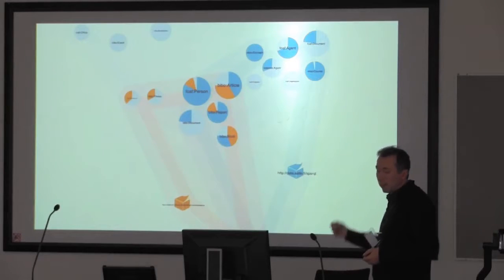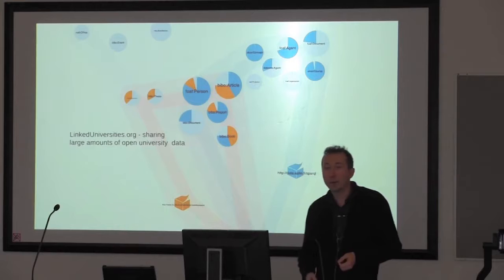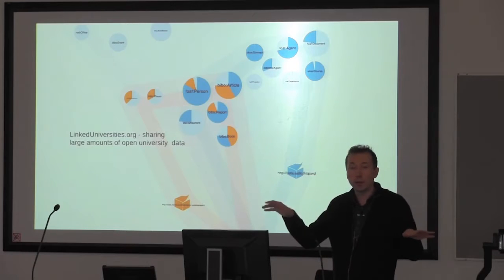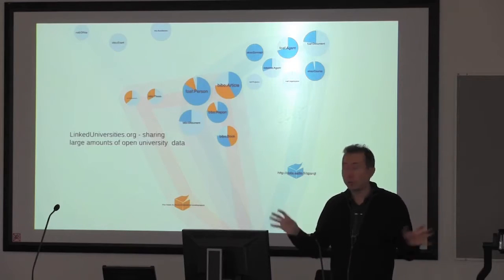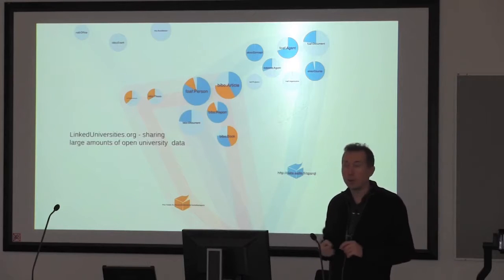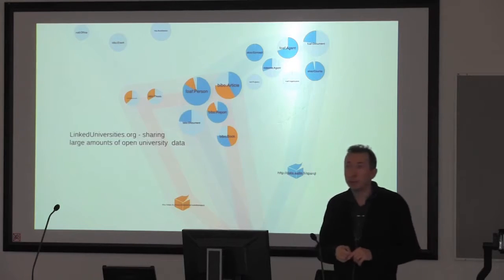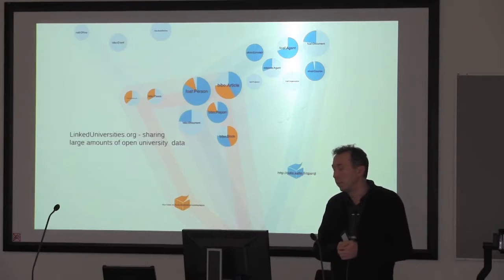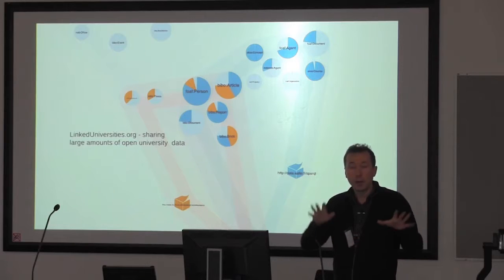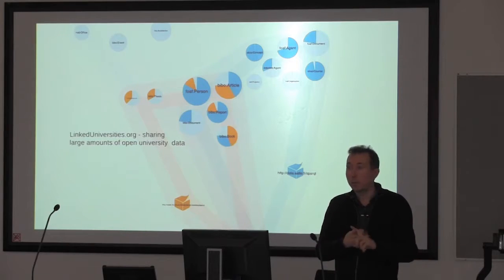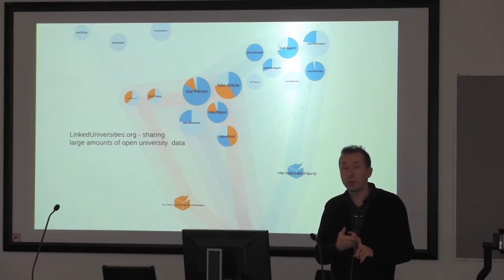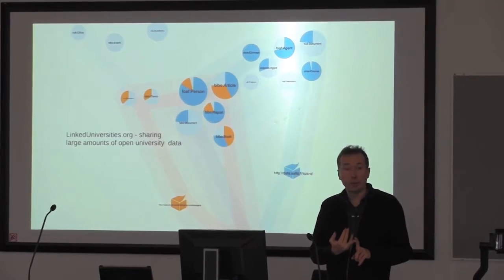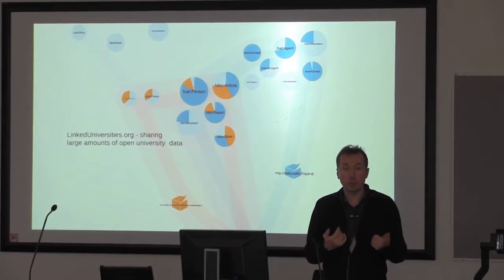For example, this is an example of different kinds of university data coming from three different universities. This is one initiative I was part of four or five years ago. We established linkeduniversities.org. The idea is that these universities, Bristol, Open University in the UK, Münster in Germany, and Aalto University as well, publish their data about publications, people, projects, and buildings.